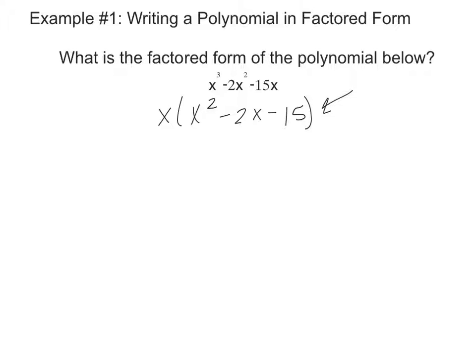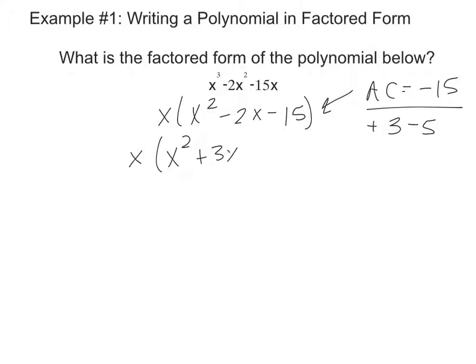From here, on this particular step, we can do AC. AC will give us negative 15, and the factors of negative 15 that will give us negative 2 are 3 and 5. In particular, it will be positive 3 and negative 5. So we're going to replace negative 2x with positive 3x and minus 5x. So here we go. X is still there. We have x squared plus 3x minus 5x minus 15.